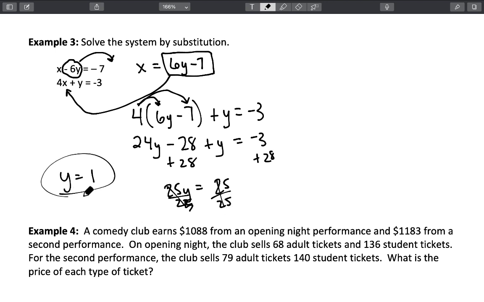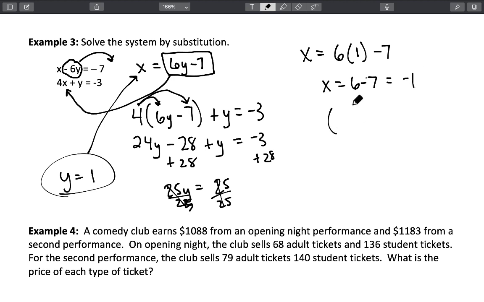Okay, once we found our y value, we can go back up to one of our two original equations, or I can even use this second modified equation here to figure out what my x value is. So x should be equal to 6 times the y value, which we said was 1, minus 7. So x should be equal to 6 minus 7, and that's going to give us negative 1.